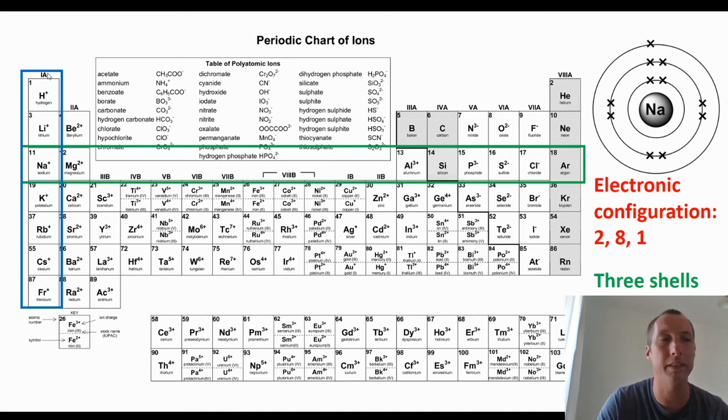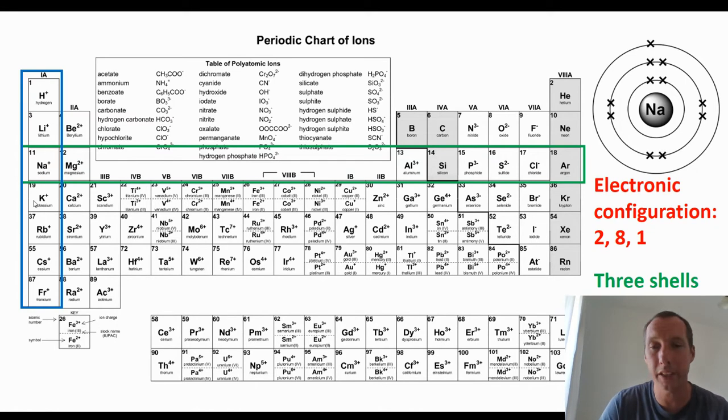Okay, which means it's in group 1. So just by looking at where sodium is, without looking at the number 11 or without looking at the atom, I should be able to say straight away, well, it's in the third period, therefore it's got 3 shells. And I can say it's in the first group, therefore it's got 1 outer shell electron.